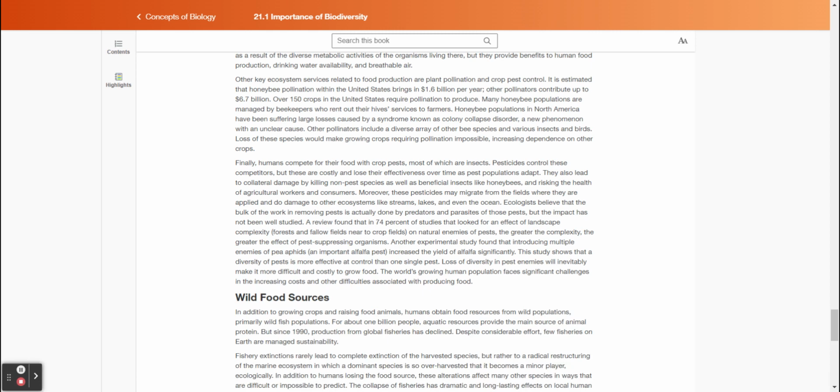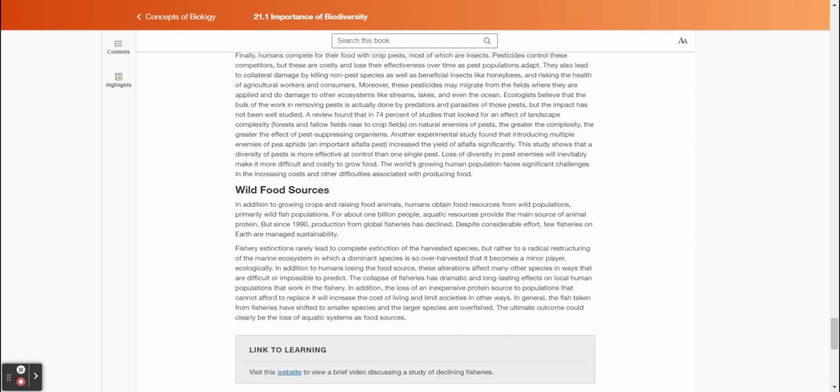Other pollinators include a diverse array of other bee species and various insects and birds. Loss of these species would make growing crops requiring pollination impossible, increasing dependence on other crops. Finally, humans compete for their food with crop pests, most of which are insects. Pesticides control these competitors, but these are costly and lose their effectiveness over time as pest populations adapt.